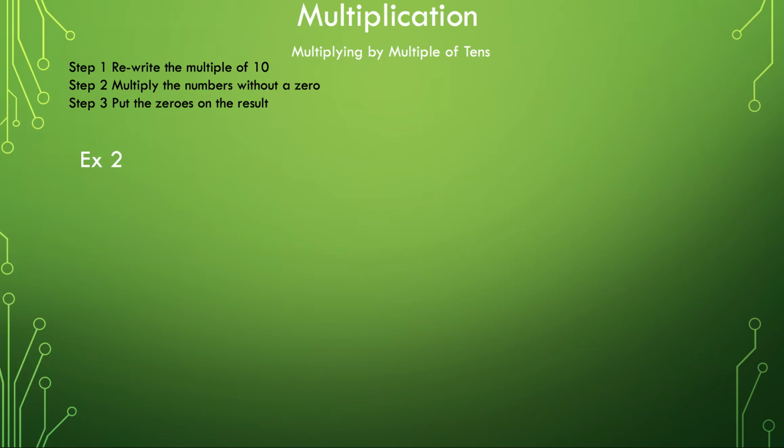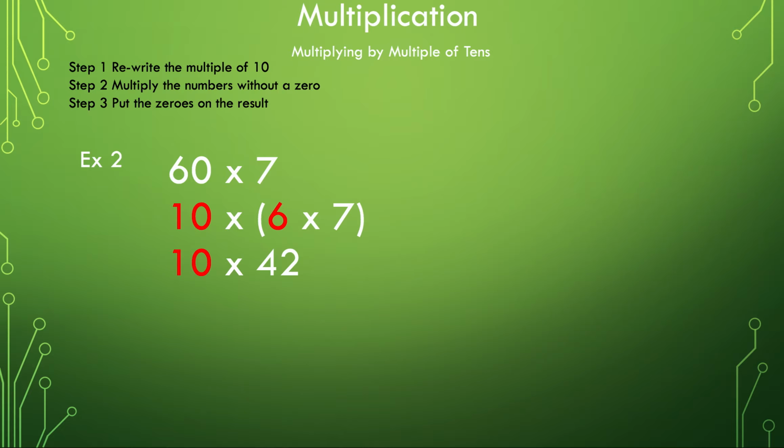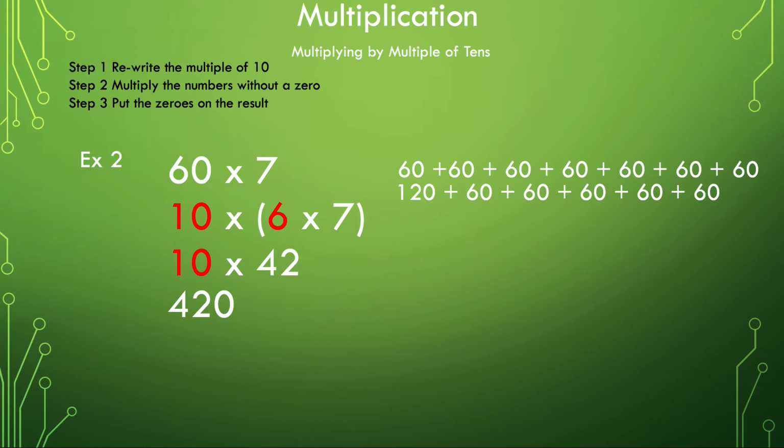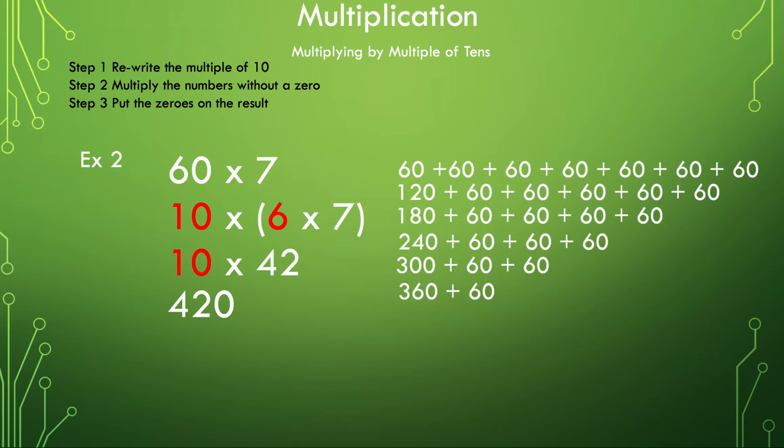Let's take a look at example 2. We're going to rewrite 60 as 10 times 6 times 7. We're going to multiply the numbers without a 0, and that gives me 42. Put the 0 at the end. Now we're going to show you why this still works with addition. We have all those 60s, we have 7 of them: 120, 180, 240, 300, 360, and 420 as your final answer.